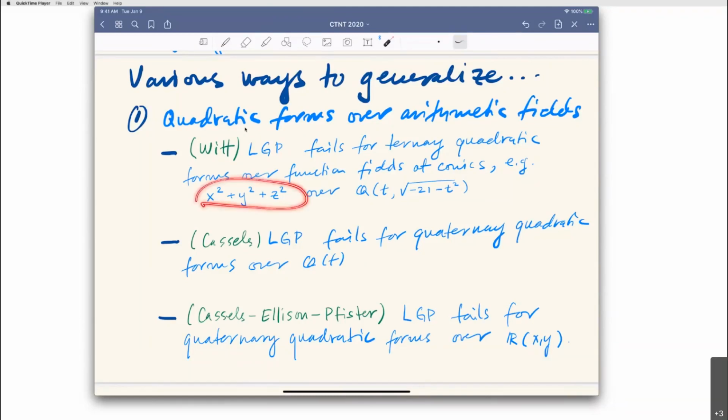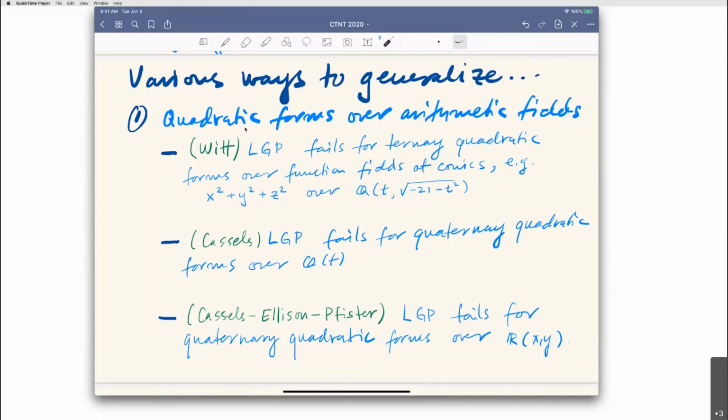or somehow translated into this language, x squared plus y squared plus z squared over this field. So you would join a transcendental variable t to Q, and then you would join this additional function, the square root of -(21 - t squared). He showed that this quadratic form has a 0 locally, for every completion at every discrete valuation of this field, but actually that this is an anisotropic form. This has no global 0 over this field.